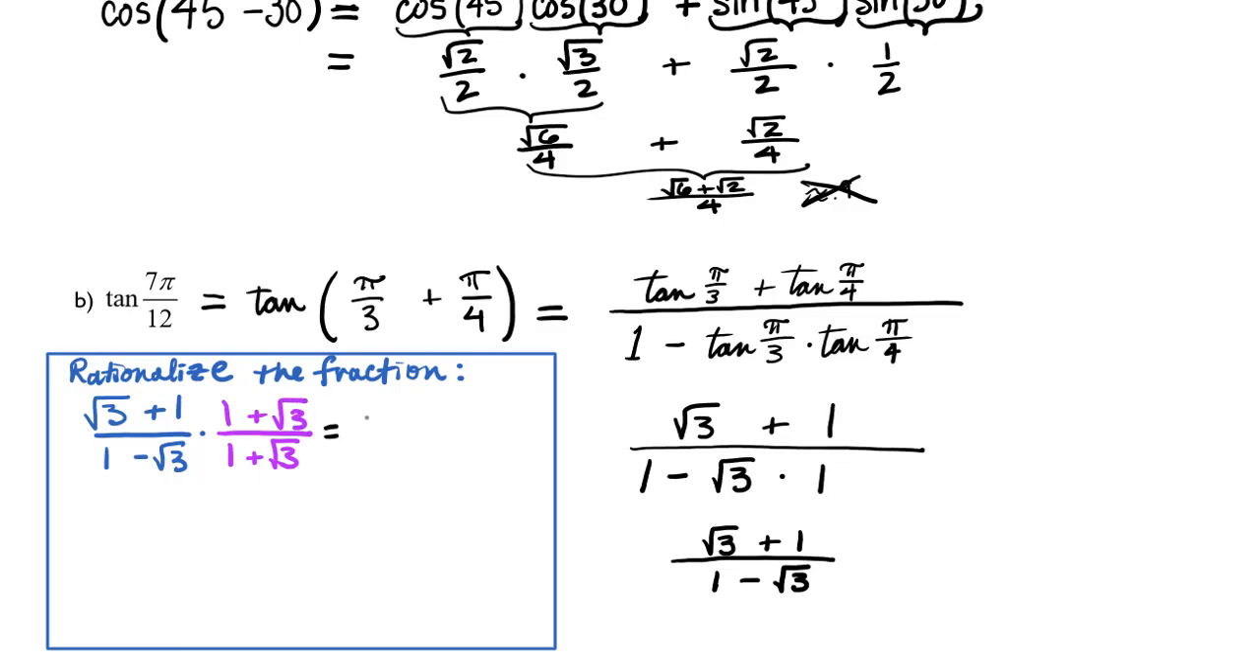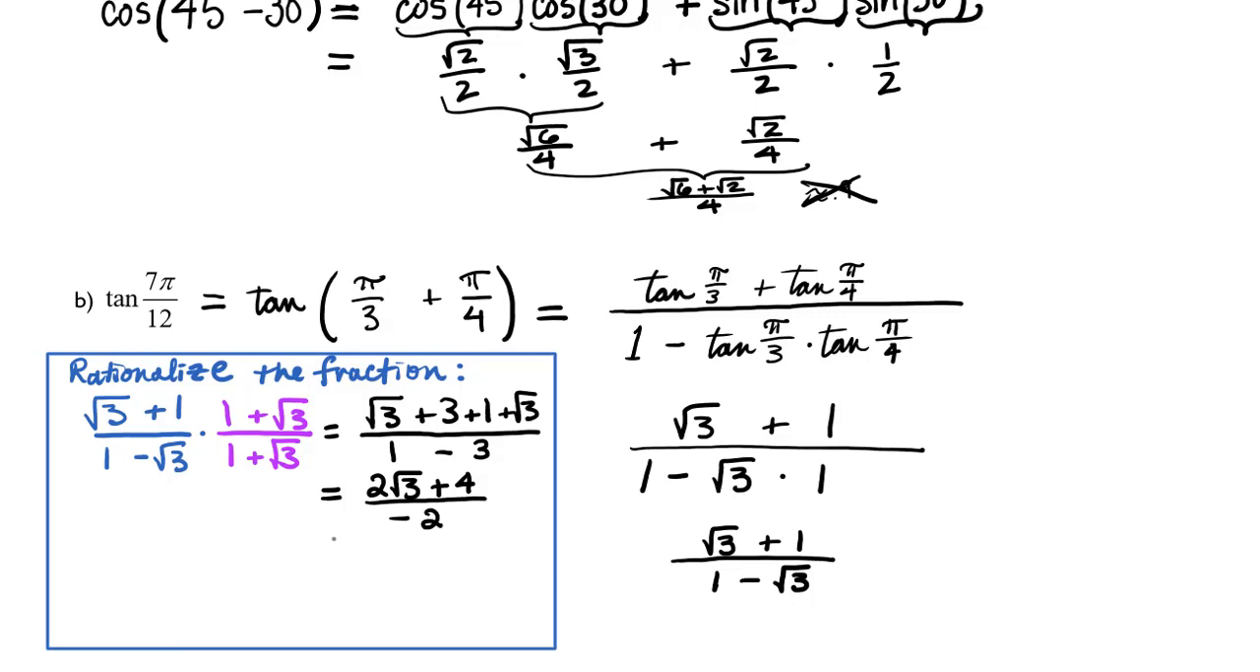And we'll get root 3 plus 3 plus 1 plus root 3. That's the numerator. In the denominator, I'll have 1 minus 3. And now if I simplify this further, I will have a root 3 and a root 3, so that'll be 2 root 3. And I'll have a 3 and a 1, that will be a plus 4, all over negative 2.